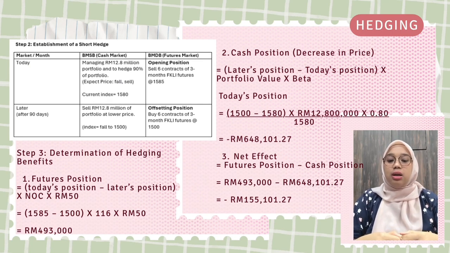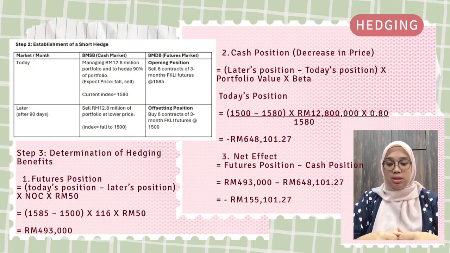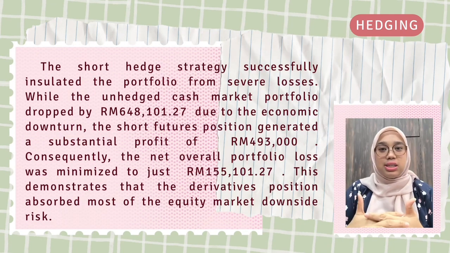Since the stock market fell, our actual stock lost value because of our 0.8 beta. Our portfolio dropped by a calculated loss of negative 648,101 ringgit and 27 cents. So after all the steps we took, what is the final result?